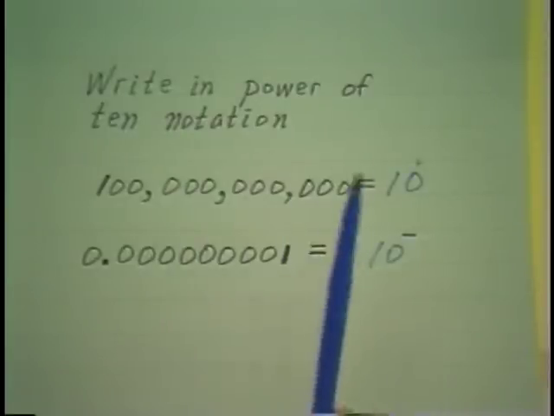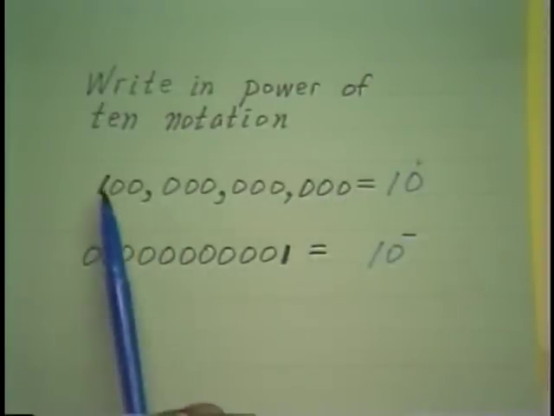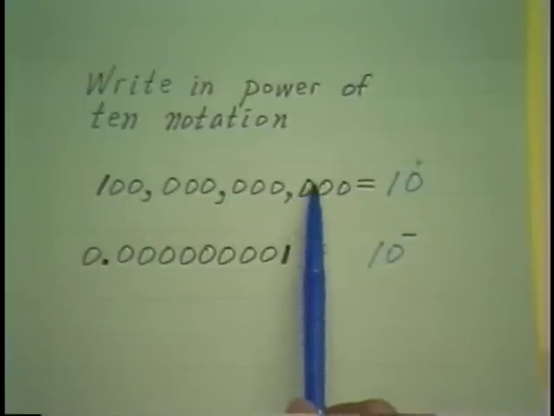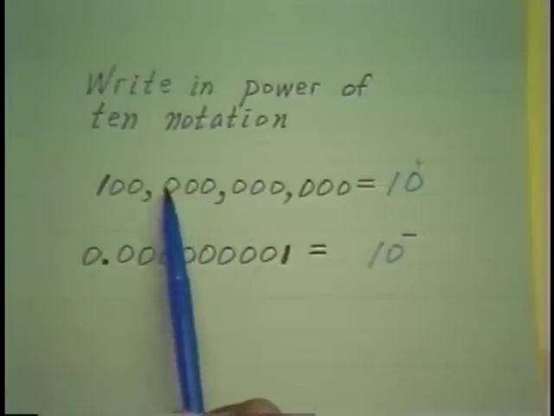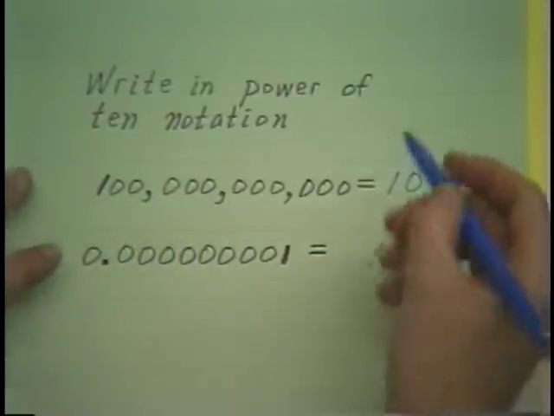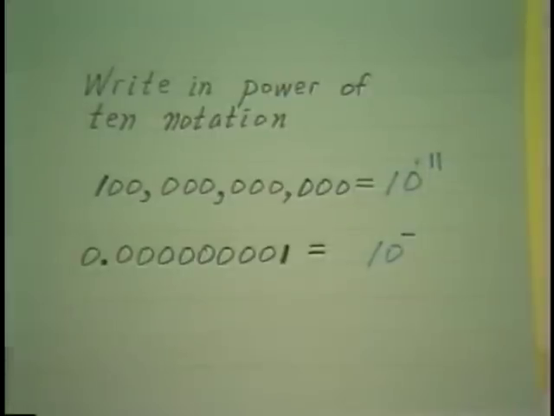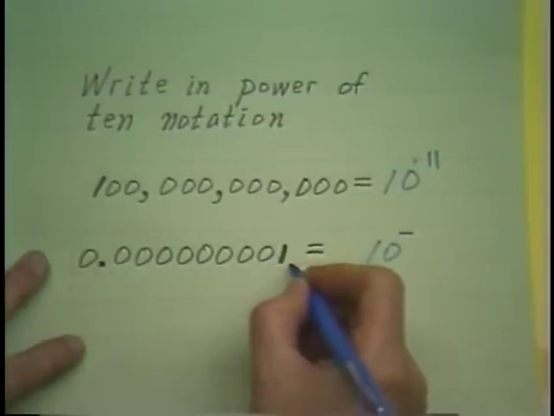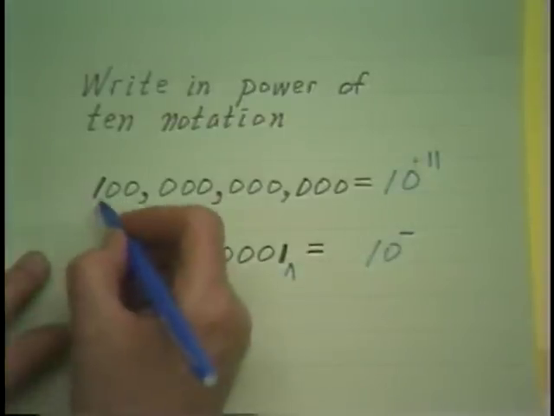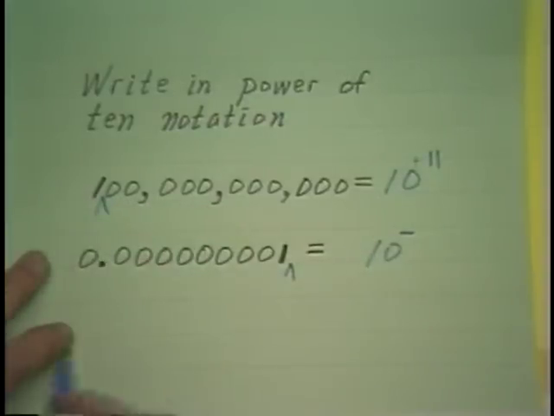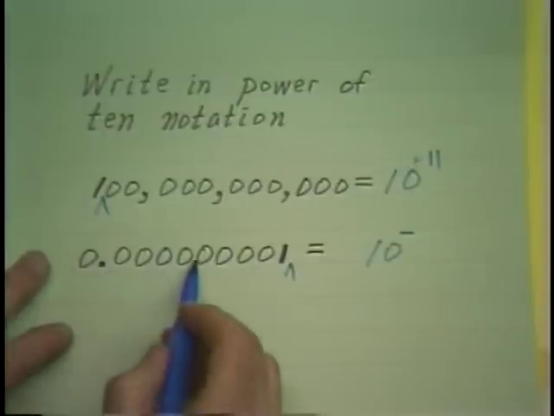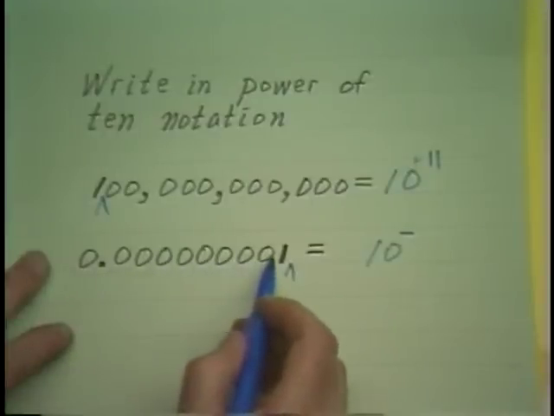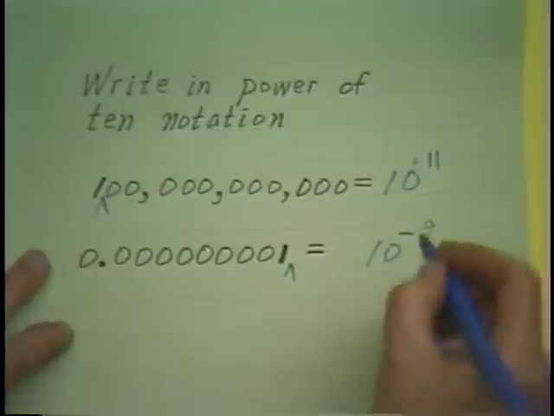Now this one, if we were to get up to 1, I'd have to count 1, 2, 3, 4, 5, 6, 7, 8, 9, 10, 11 places. So we'd call that 10 to the 11th power. Now note, it's not zeros I'm counting, it's places. So here to get back to 1, and you get back to 1 not here, but there, just as I did here on that one. So I'd have to move it 1, 2, 3, 4, 5, 6, 7, 8, 9 places.